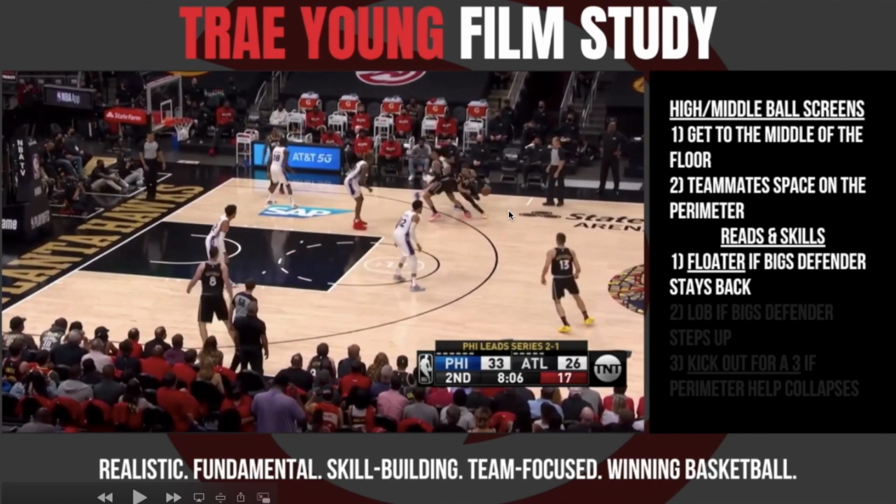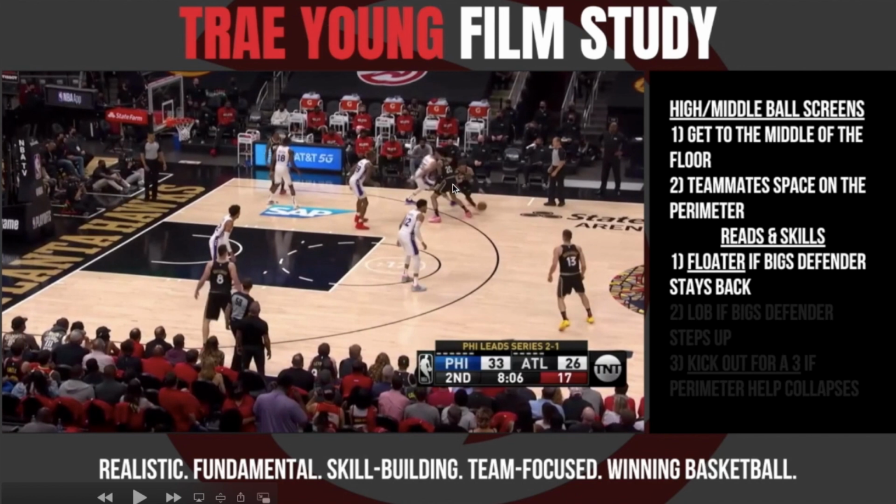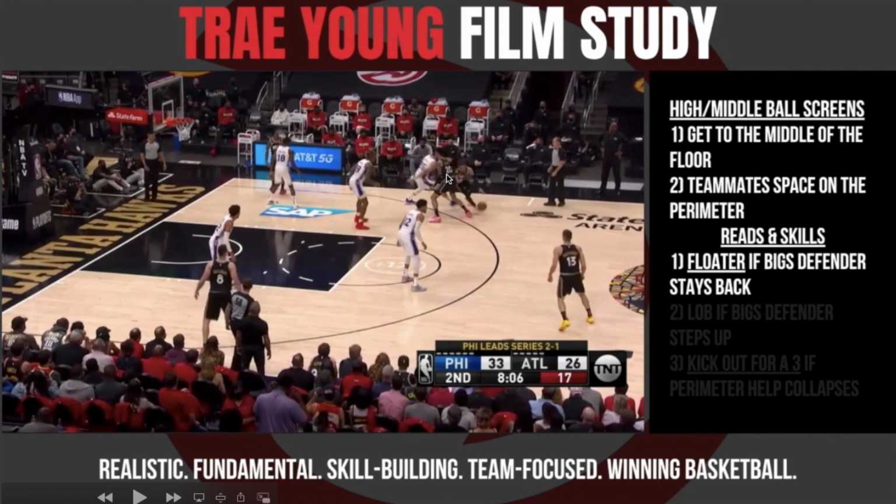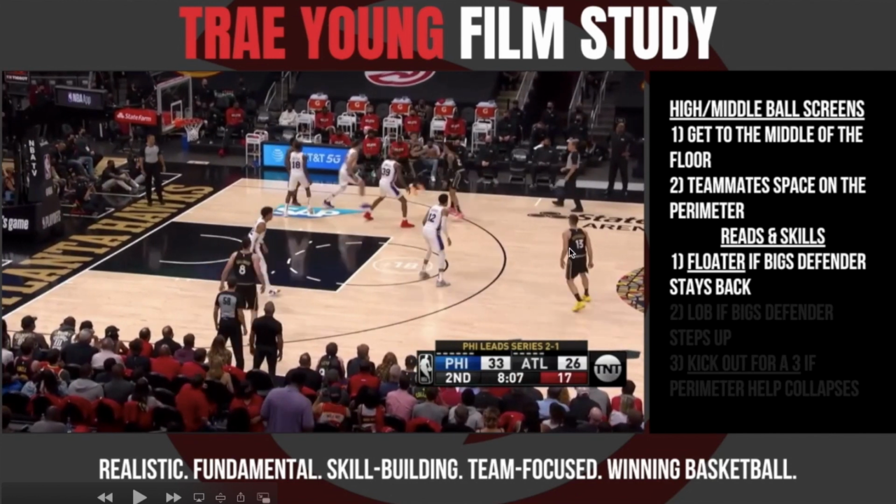So when you're attacking off screens, your shoulder should try to get to the screener's hip, especially if they're, like Trae Young is probably 6'1" and Collins is 6'9" or 6'10", so that makes it a little easier when he's that much taller.